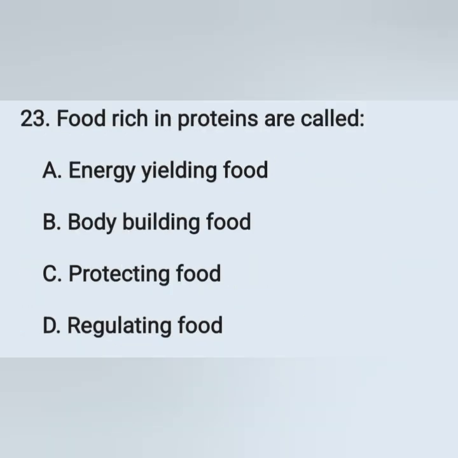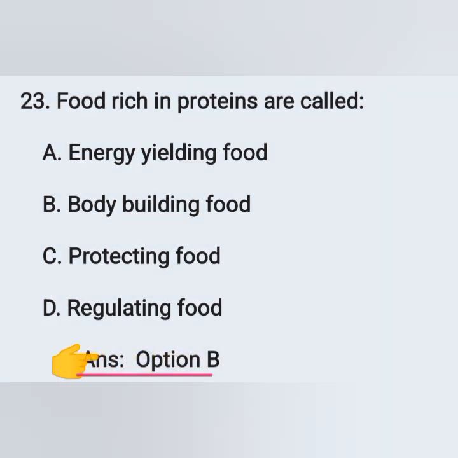And the next question is, foods rich in proteins are called: option A, energy yielding food. Option B, body building food. Option C, protecting food. Option D, regulating food. Proteins are body building food. Option B is the correct answer.